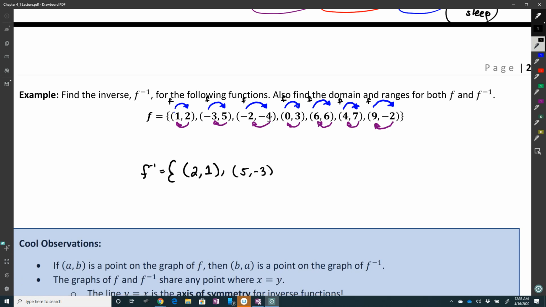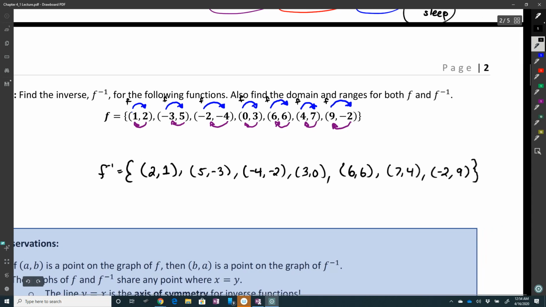So the inverse does the opposite. It goes from negative 4 to negative 2. The next point, if it went from 0 to 3, now it's going from 3 to 0. Next point, 6 goes to 6. Notice this stays the same because the values are the same. Next point, 4 goes to 7, so therefore 7 goes to 4. The last point, 9 goes to negative 2, so therefore negative 2 is going to go to 9. And that is my inverse.